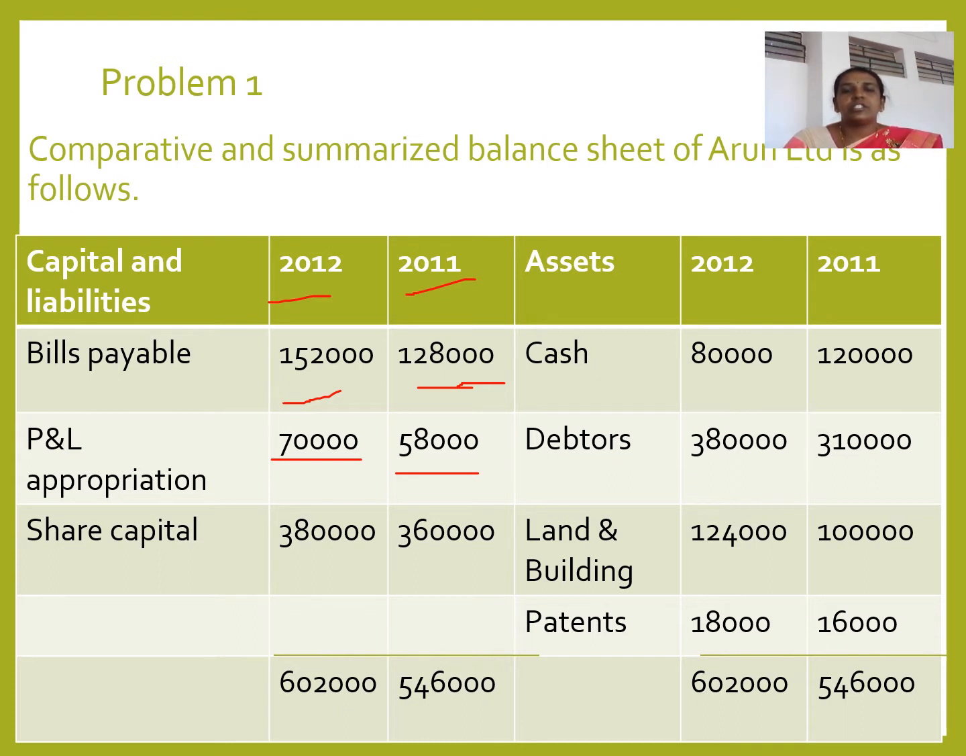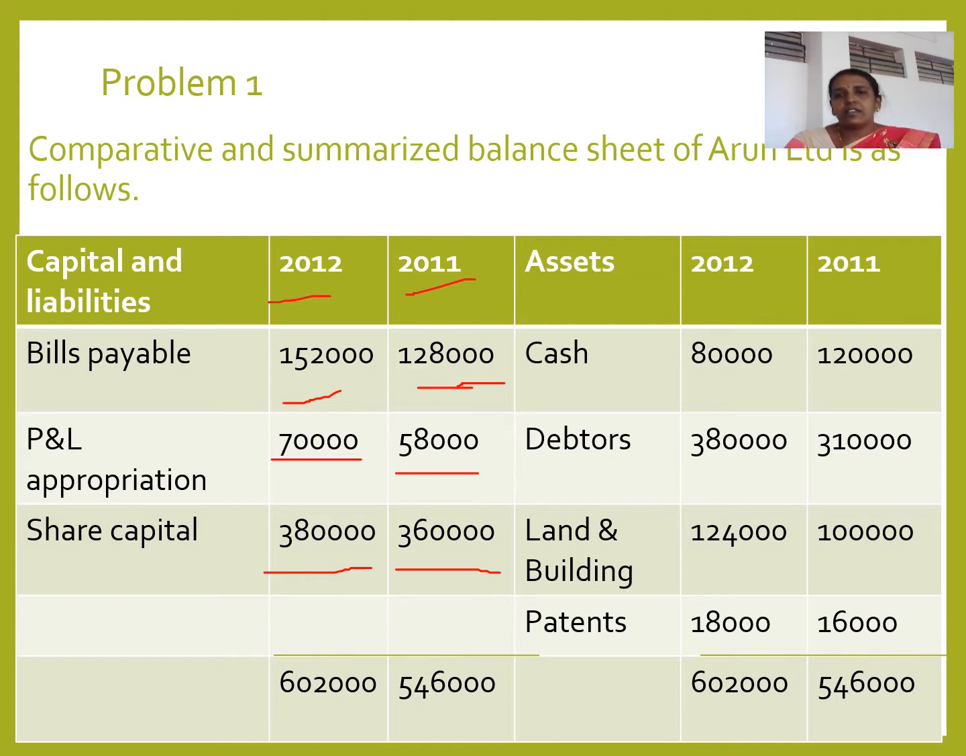Then next one is share capital. In the year 2011 it is 3,60,000 and in the year 2012 it is 3,80,000. It means that in the year 2012 there is an increase in the share capital to the extent of rupees 20,000. That is, there is a fresh issue of share capital in the year 2012. Then next one is the asset side.